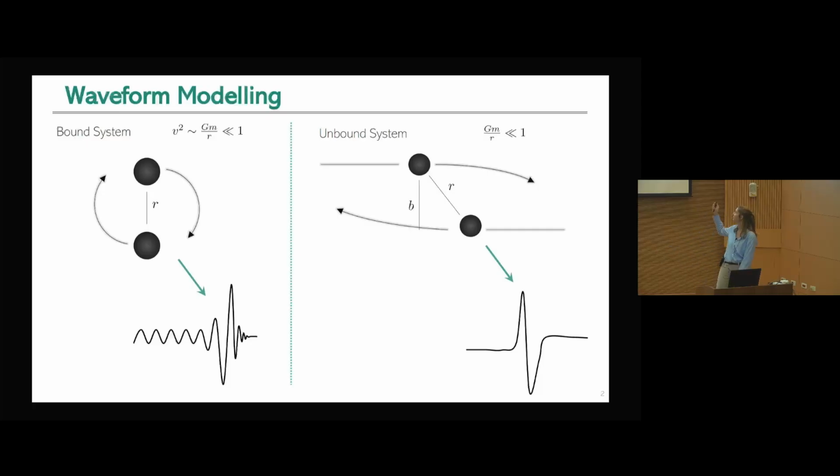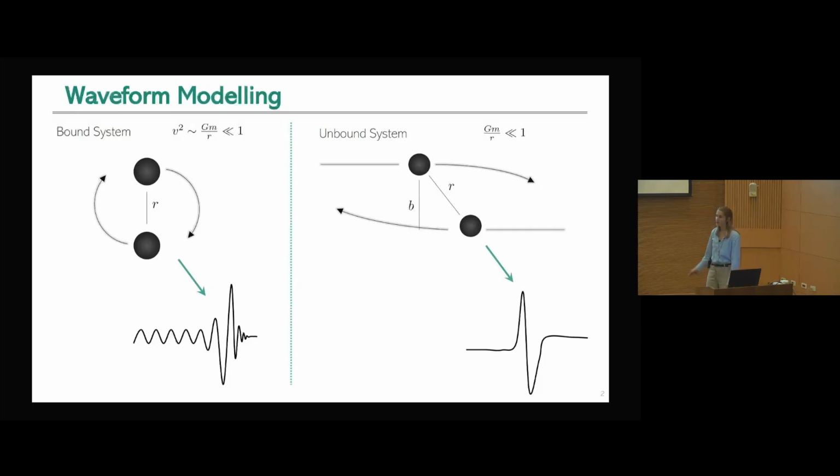Now on the right is a somewhat similar system, except that these two black holes are unbound. So that means they start from being infinitely apart with some impact parameter. They get closer. Once they get close enough, they influence each other's trajectory. They deflect this trajectory, and this burst of gravitational radiation is emitted. That is obviously not sinusoidal.